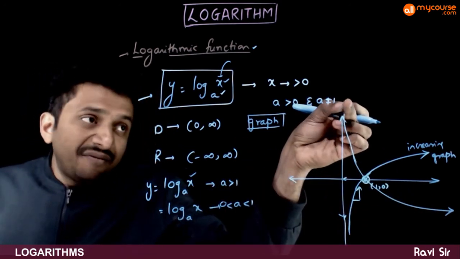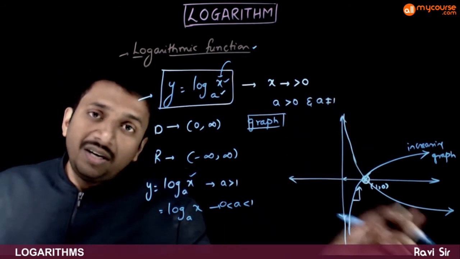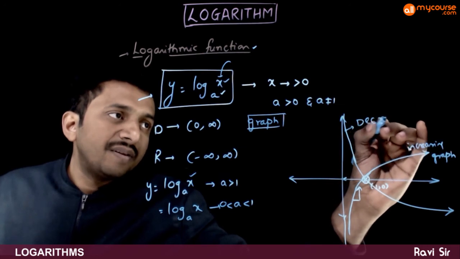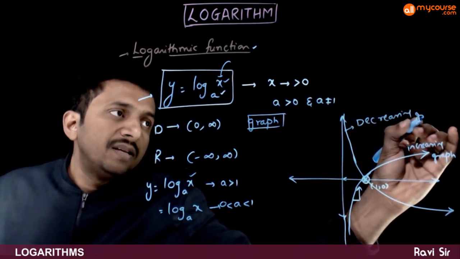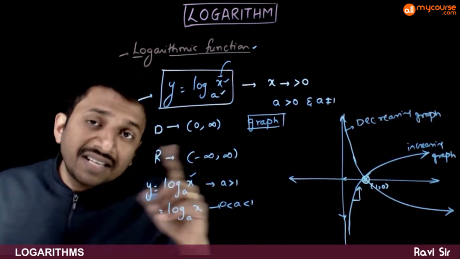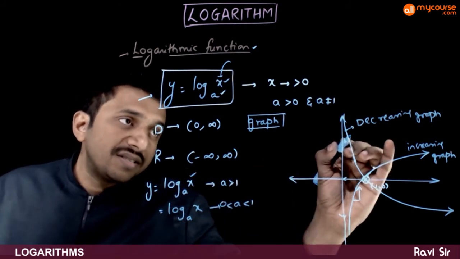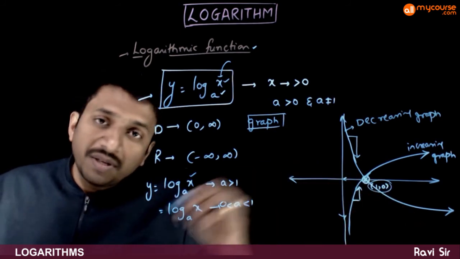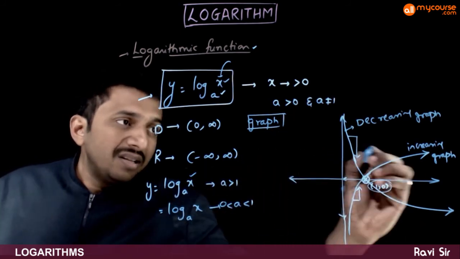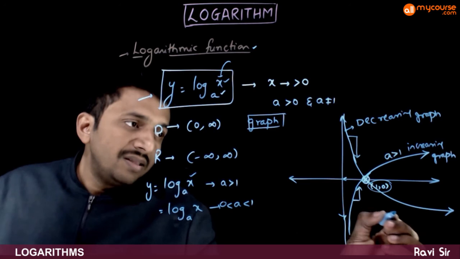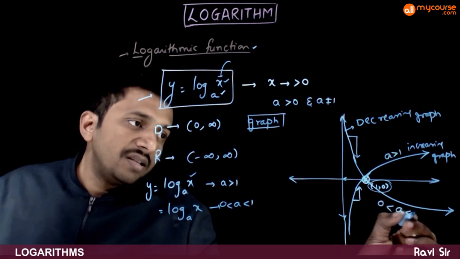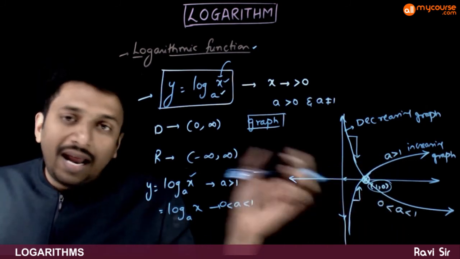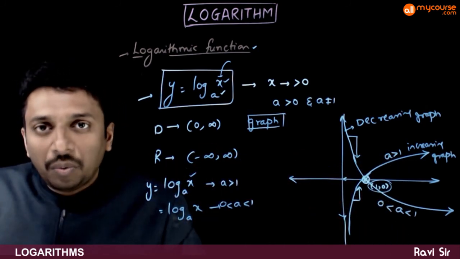So the graph this time goes from plus infinity to minus infinity. And this is a decreasing graph. That is, as x increases, the value of y decreases. But this also passes through (1, 0). This is a decreasing function. The earlier one is when a is greater than 1. This is when a is in between 0 and 1. So a greater than 1, and a in between 0 and 1.